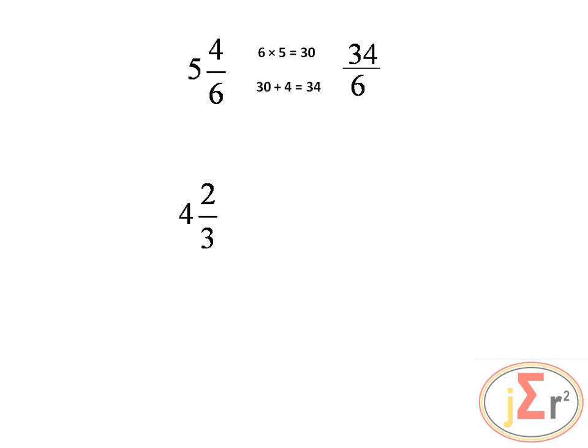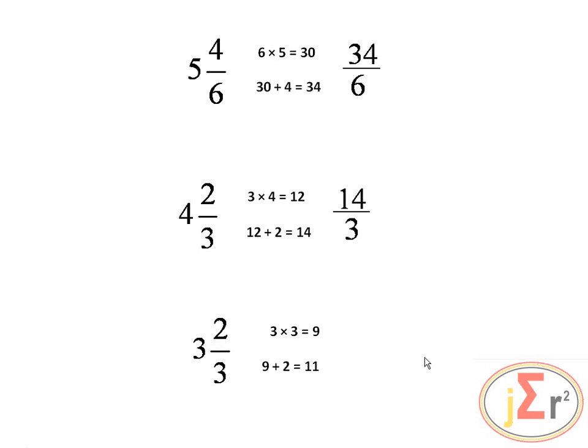So we have 3 4s are 12. 12 plus 2 is 14, so 14 over 3. Then we have 3 3s are 9. 9 plus 2 is 11, so 11 over 3. Good.